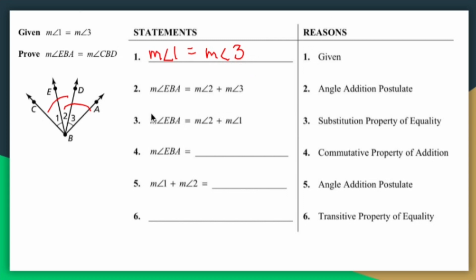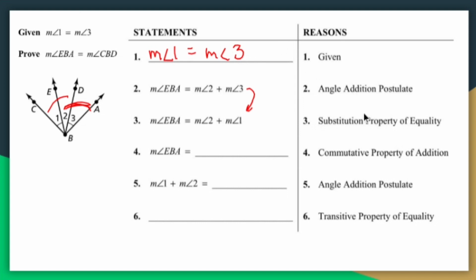Now what? They are going to tell me that the measure of angle EBA, which is this whole thing right here, is 2 plus 3, angle addition postulate, makes sense. We saw that in a previous video. The measure of angle EBA is also 2 plus 1. How do I know that? Well, 3 is 1 because we said that up here. So if 3 is 1, then my reason for turning 3 into 1 is the substitution property of equality. So we've seen that before.